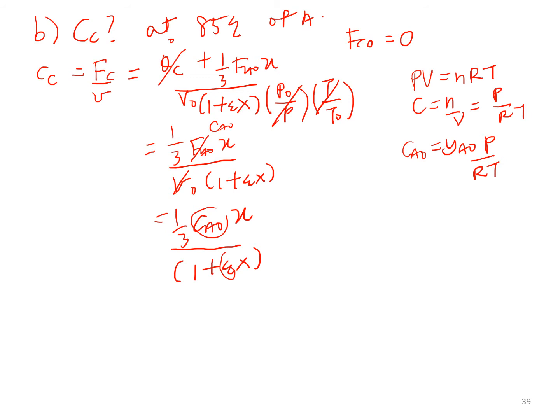So how do we get this? Remember YA0 is equal to CA0 over CT0, where T0 is for total. So CT0 is equal to CA0 over YA0. If you put it here, YA0 goes up here, and then CA0 remains here. The composition YA0 given is 30%, which is 0.3.